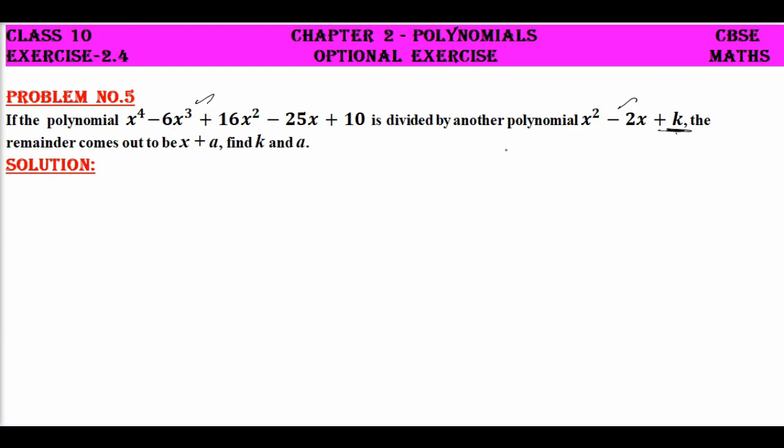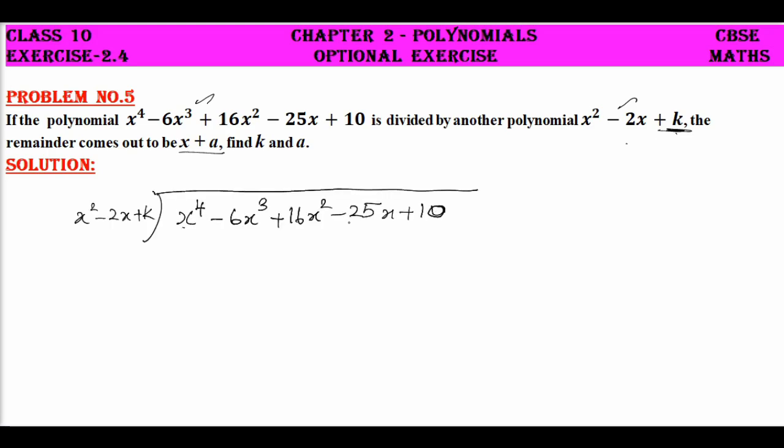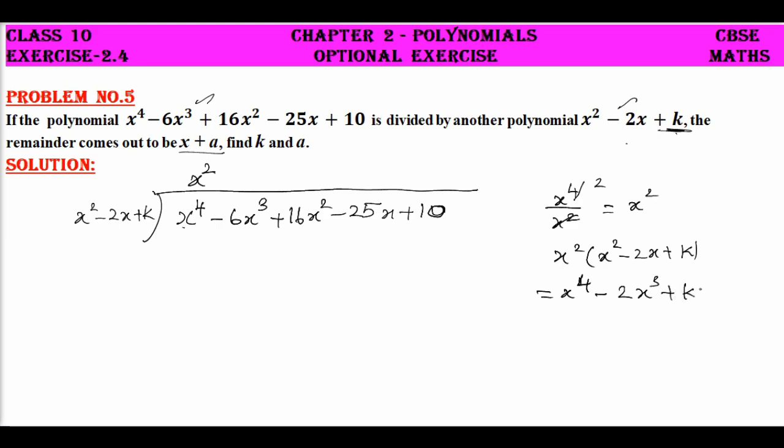So given, if the polynomial is divided by this polynomial, you get the remainder this. We'll find k and a. For that, we'll first actually divide the polynomials. The first term of the polynomial is x^4. Now let me divide. Take the first term of the dividend and the first term of the divisor. You get the first term of the quotient, x^2. Now multiply this first term of the quotient with the divisor so that you get x^4 - 2x^3 + kx^2.